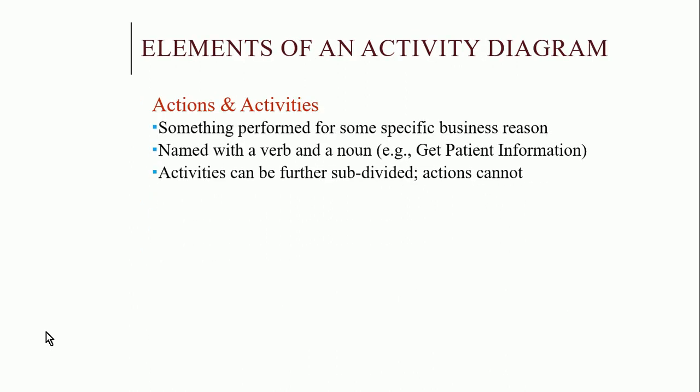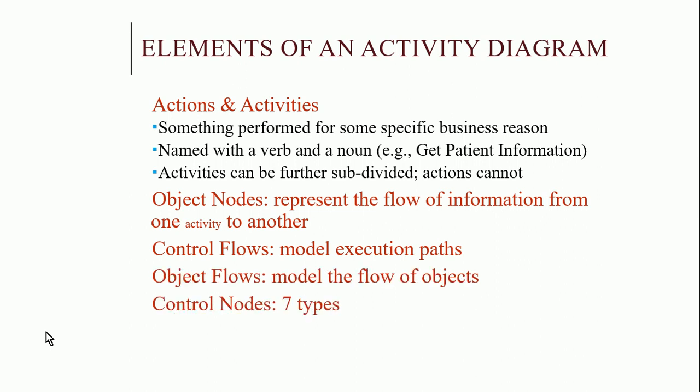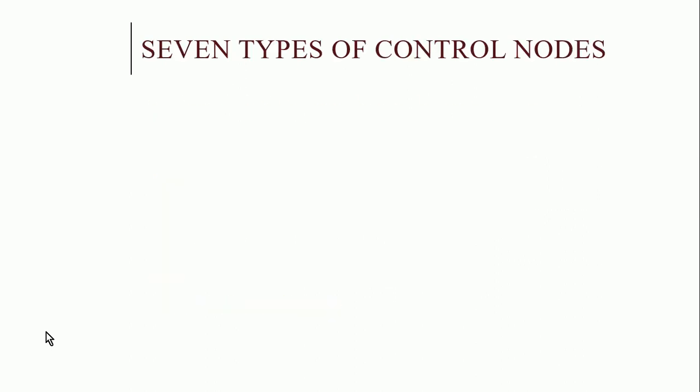But basically, your actions and activities are something that is performed for some specific business reason. You're going to name them with a verb and a noun. For example, get patient information. And activities can be further subdivided, but actions cannot. So object nodes represent the flow of information from one activity to another. And control flows model the execution paths. So there are 7 different types of control nodes.